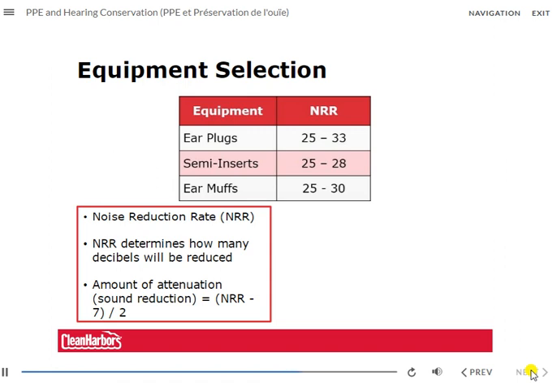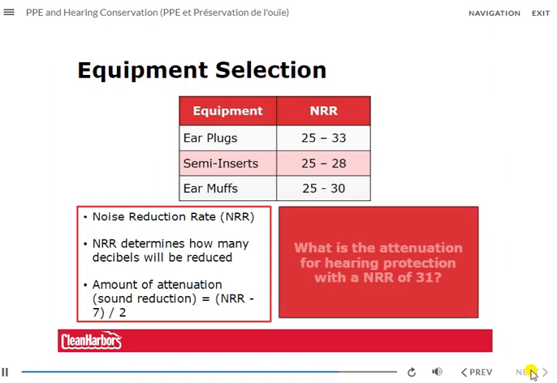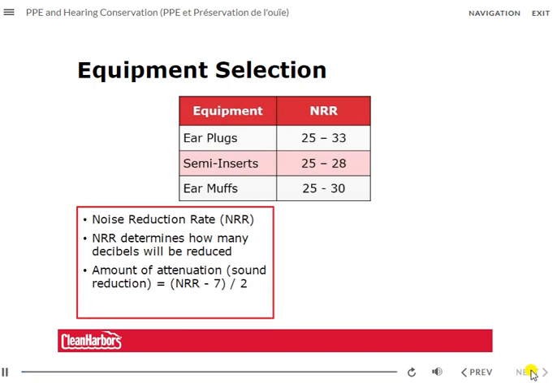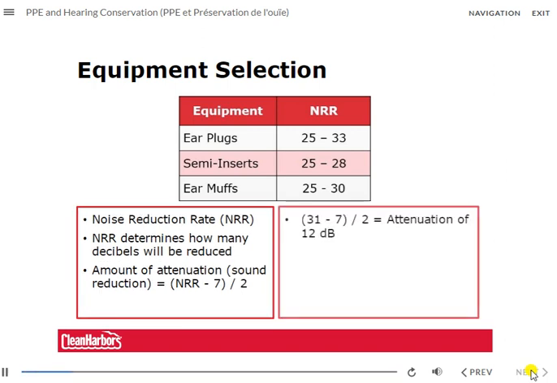This number is directly dependent on the equipment being used correctly. For example, you are using earmuffs that have a NRR of 31. How many decibels will it decrease the sound? If equipment has a NRR of 31, 31 minus 7 is 24, and 24 divided by 2 is 12.